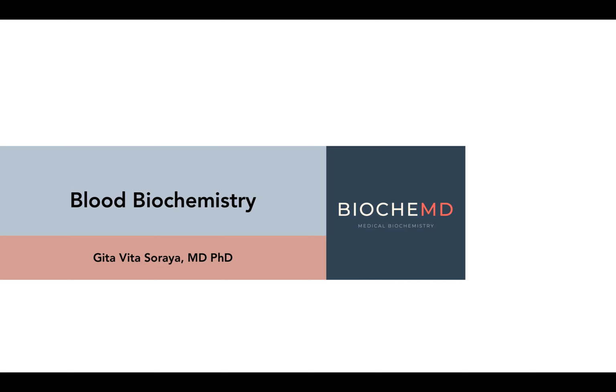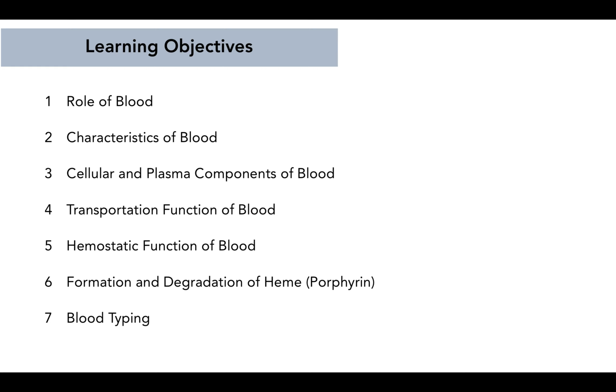So in this lecture we'll be talking about blood biochemistry. And these are the following learning objectives. Firstly, we'll be talking about what's the role of blood in the body, what's the characteristic of blood, and what are the cellular as well as the plasma components of blood, how is blood a vehicle for transportation in the body, and what are the hemostatic functions of blood, and how is heme formed and degraded, and we're going to also talk a little bit about blood typing.